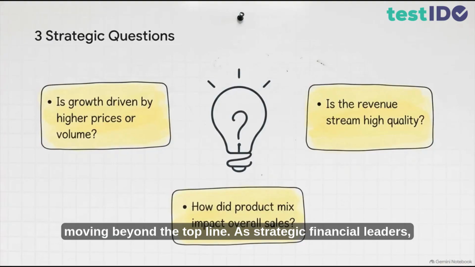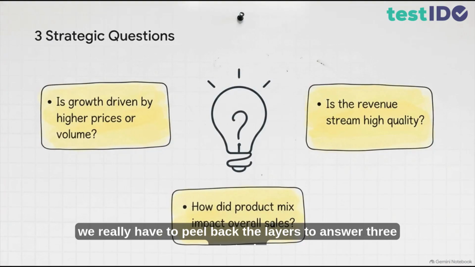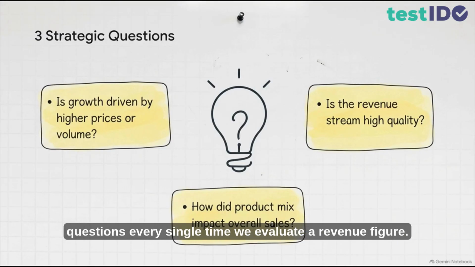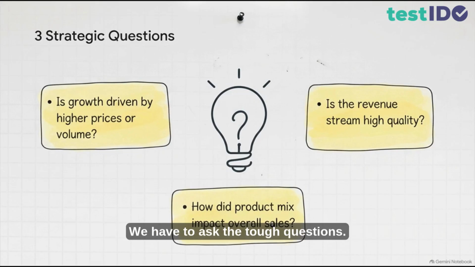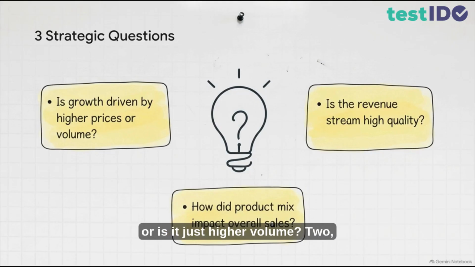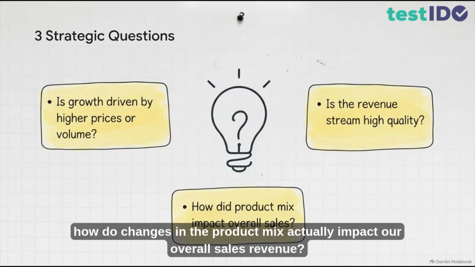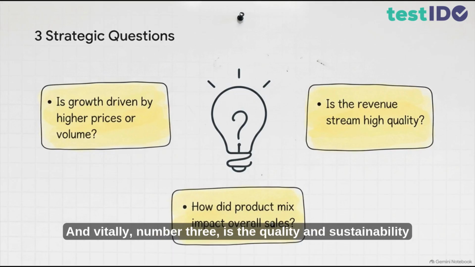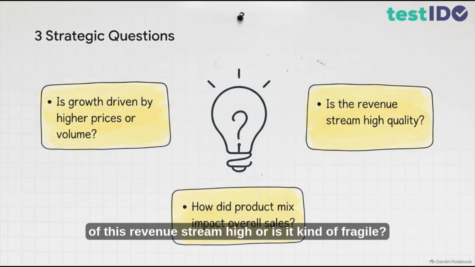As strategic financial leaders, we really have to peel back the layers to answer 3 strategic questions every single time we evaluate a revenue figure. We can't just stand up and applaud a $10 million revenue jump. We have to ask the tough questions. Number 1, is this growth driven by higher prices or is it just higher volume? 2, how do changes in the product mix actually impact our overall sales revenue? And, vitally, number 3, is the quality and sustainability of this revenue stream high or is it kind of fragile? These are the exact layers you're expected to uncover.